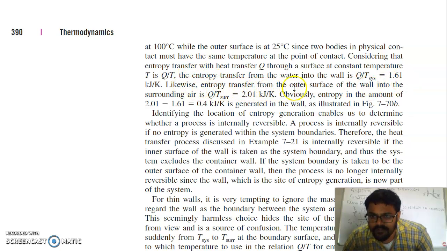Likewise, the entropy transfer from the outer surface of the wall into the surrounding air is 2 kilojoule. Obviously, entropy in the amount of 0.4 is generated in the wall. So it means from the surrounding air, 2 kilojoule per kilogram of heat, you can say entropy, is transferred, while from the inside, minus 1.6 kilojoule per kilogram of heat is transferred to the surrounding. So net generation is 0.4. Definitely this generation happens within the wall.